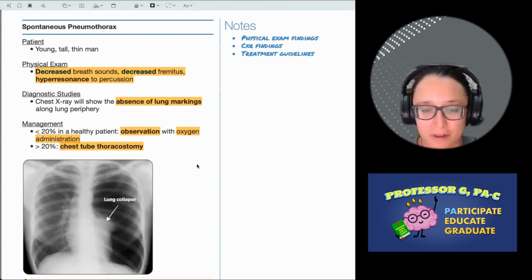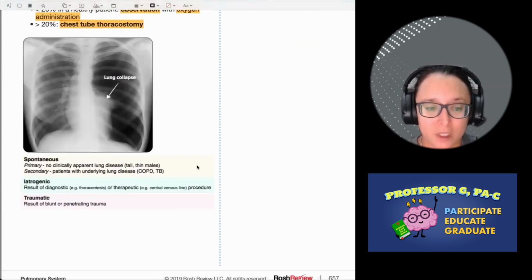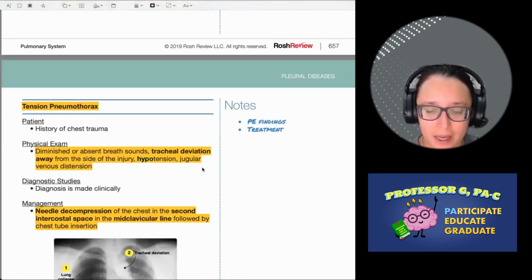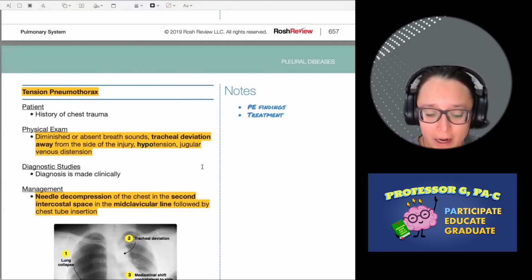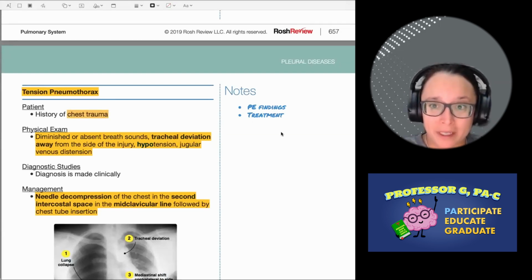Okay. Now let's talk about tension pneumothorax, which is next up. Now this patient is going to have been in a bar fight, car accident, usually stabbed, or we were putting in a central line and we caused it, or they were already intubated and they caused it. And they usually have a history of chest trauma. And this patient's going to present via ambulance. They're going to be gasping for air.